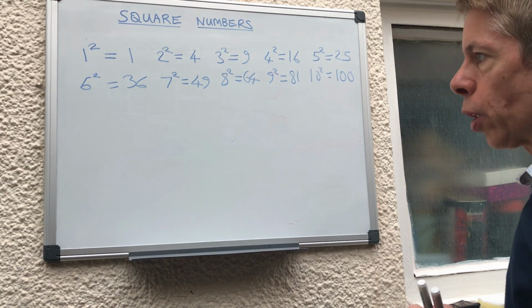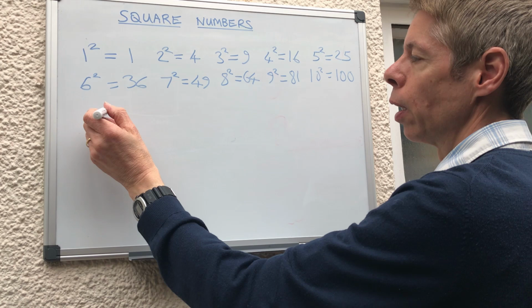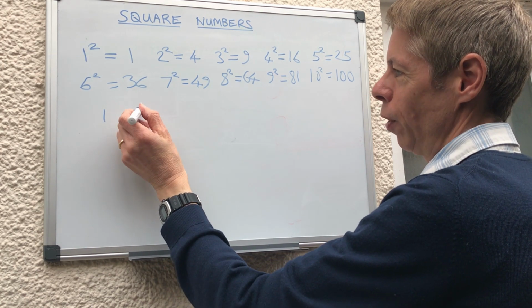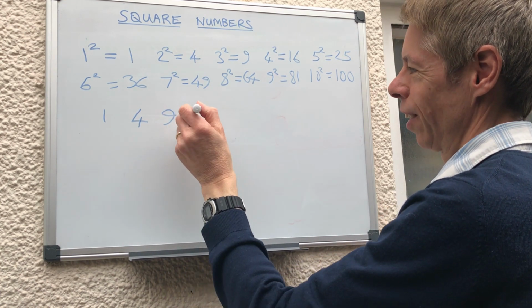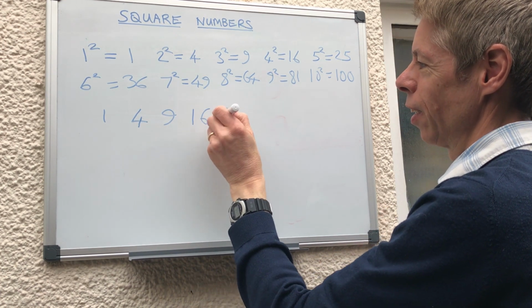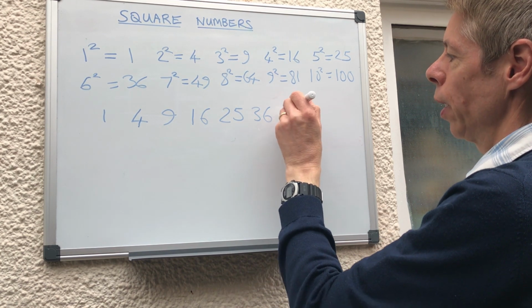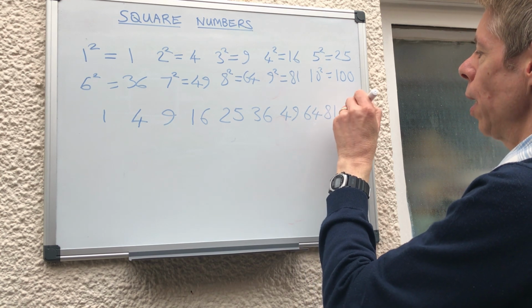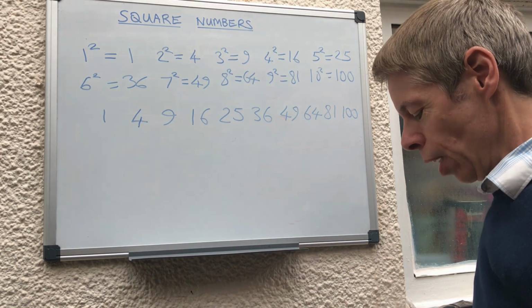So the square numbers less than or equal to 100 are 1, 4, 9, 16, 25, 36, 49, 64, 81, and 100. Okay, I should have started a bit earlier.